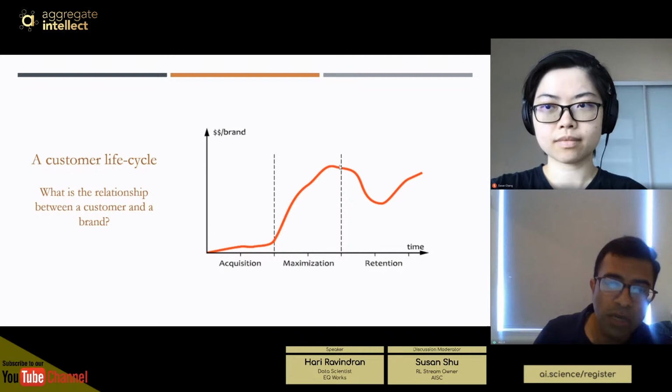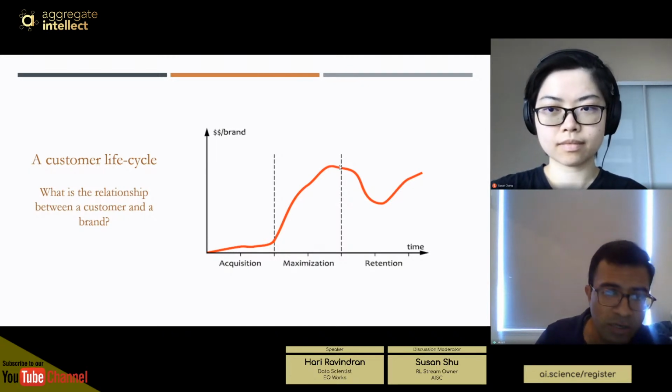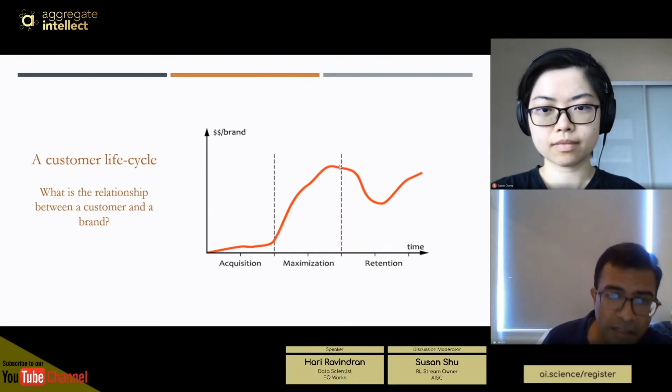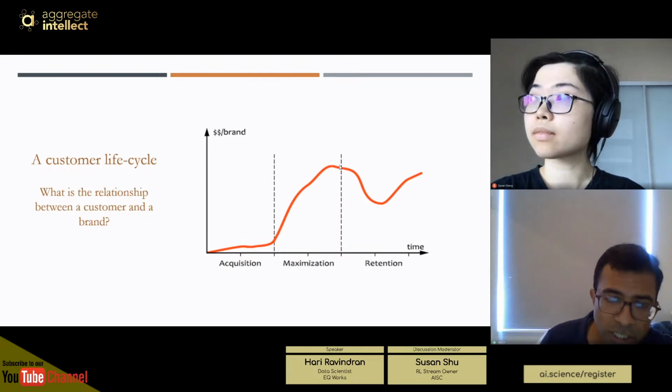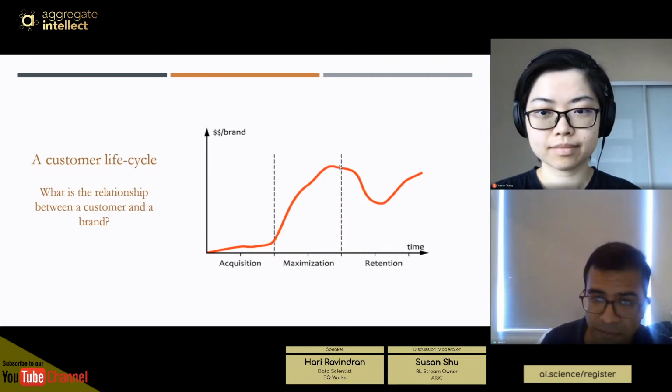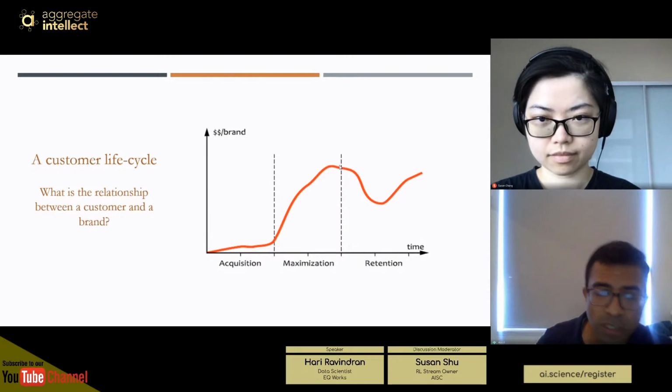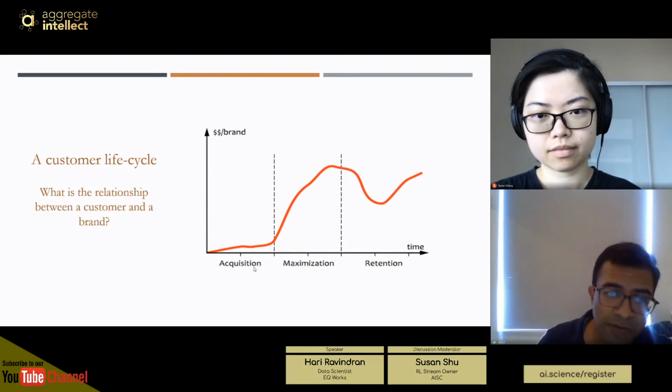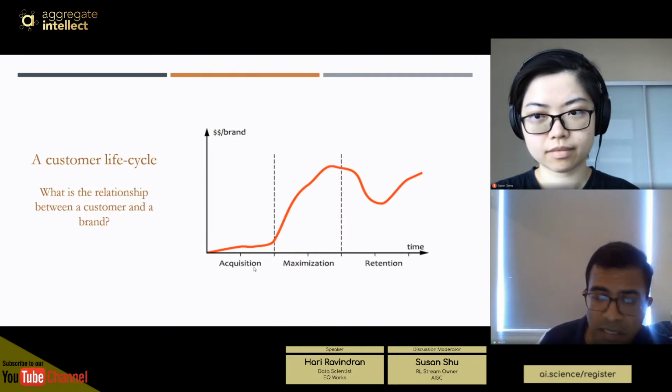So what are these three phases and what do they correspond to? In order to answer that question, you just need to think of the relationship between the customer and a brand. In the acquisition phase, the customer is new to the brand. The customer has probably just started interacting with the brand, so he's just been acquired by the brand. As a result, in the acquisition phase, the customer probably is a little tentative. He isn't interacting with the brand all that much.